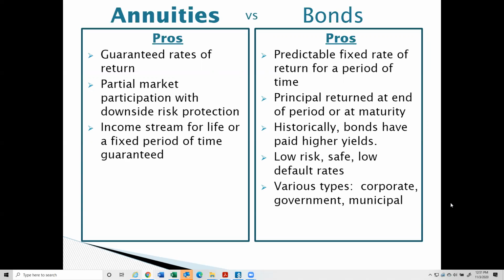Historically, bonds have provided higher yields. Now we're in a very low yield environment currently, but historically bonds have provided higher rates of return. Bonds are usually lower risk, they're considered safe, with low default rates, and we'll talk about those various types of bonds: corporate bonds, government bonds, muni bonds. You have to work with someone to figure out which bond is most appropriate for your portfolio.